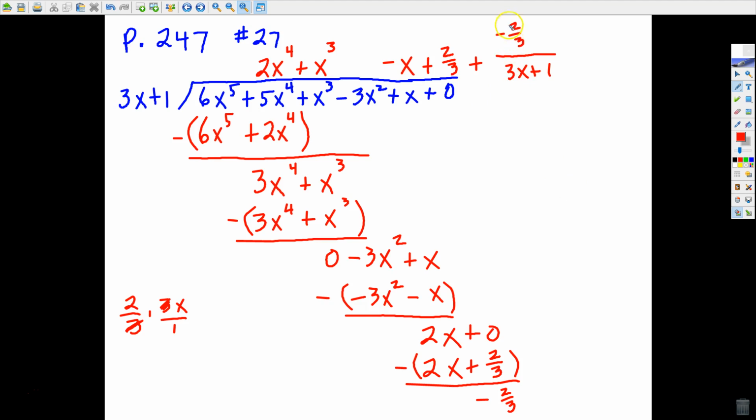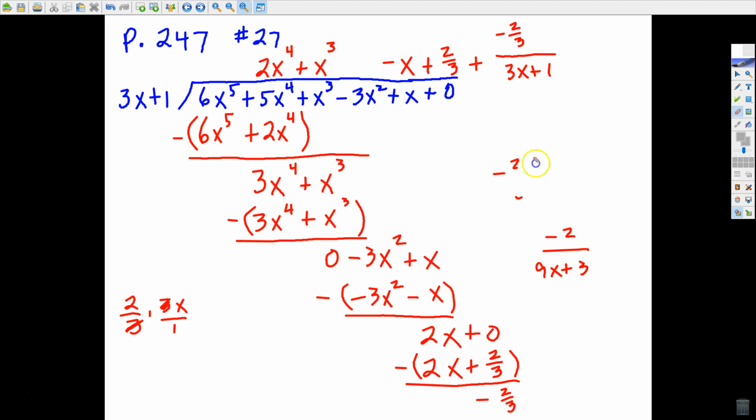Well, once again, complex fraction, we cannot leave our remainder in this form. So dividing by 3x plus 1 is the same thing as multiplying by 1 over 3x plus 1. Okay, so when I multiply these together, just straight across, negative 2 times 1 is negative 2. 3 times 3x is 9x. 3 times 1 is 3. So the simplified form of this complex fraction is going to be negative 2 over 9x plus 3.